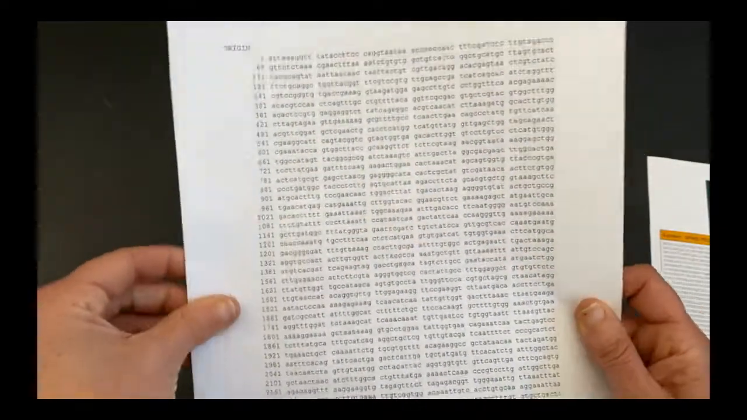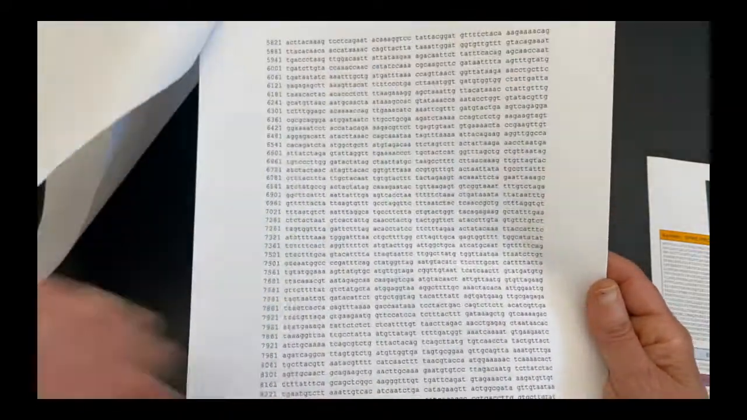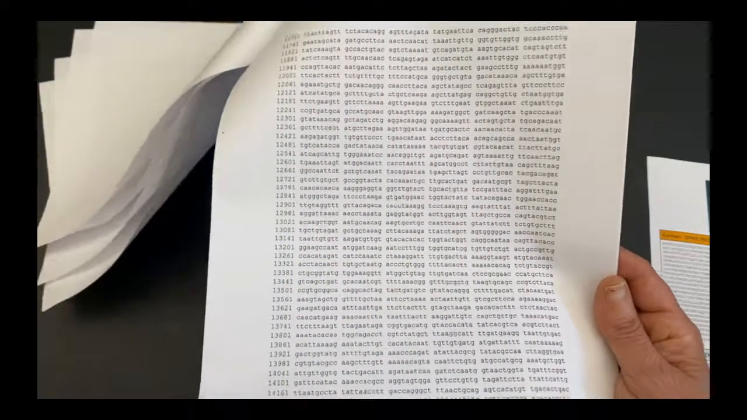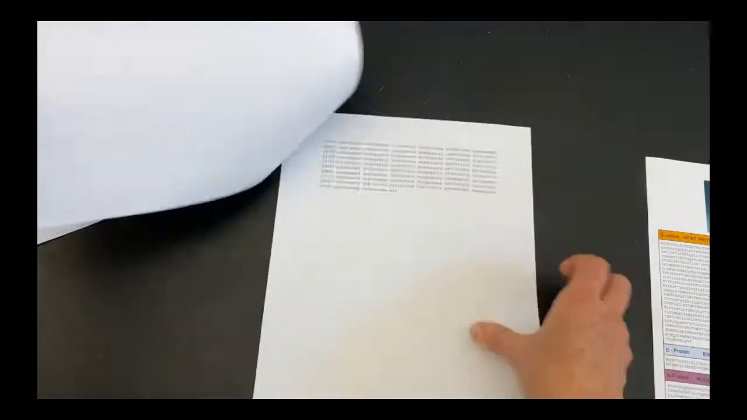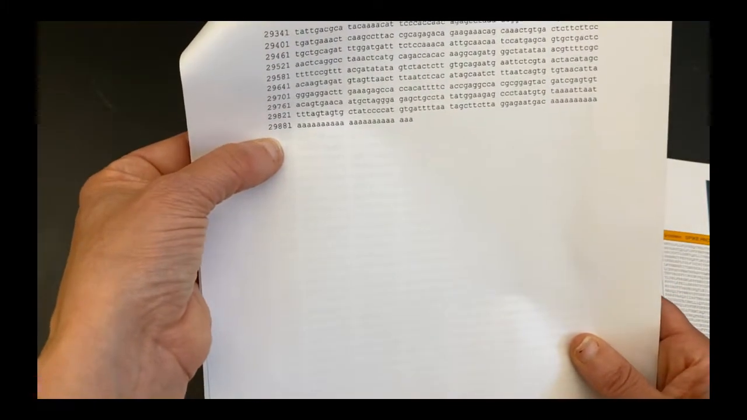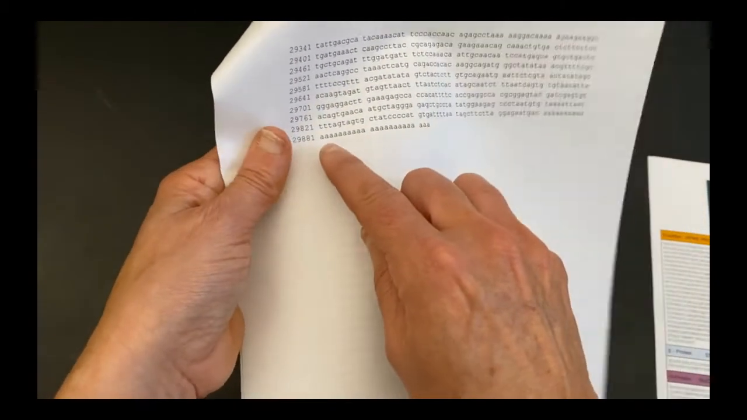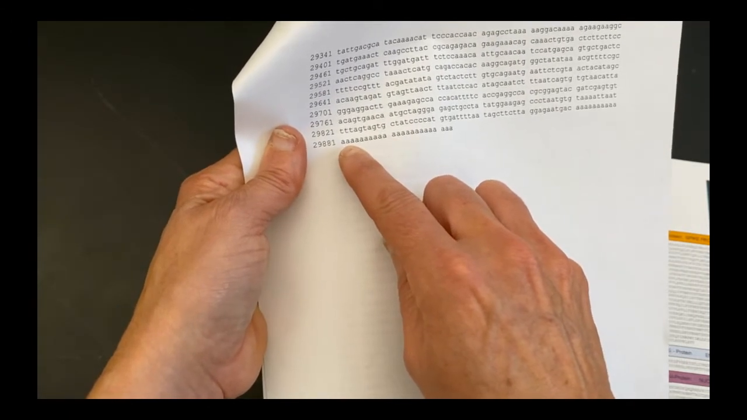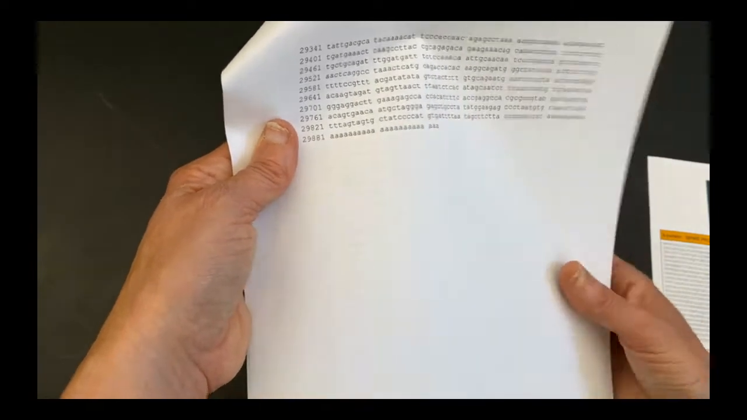And if you keep reading the entire genome sequence, every DNA code for this virus, you will read 29,881 starts here. 29,882 is the second letter. 29,883. You see how this works?